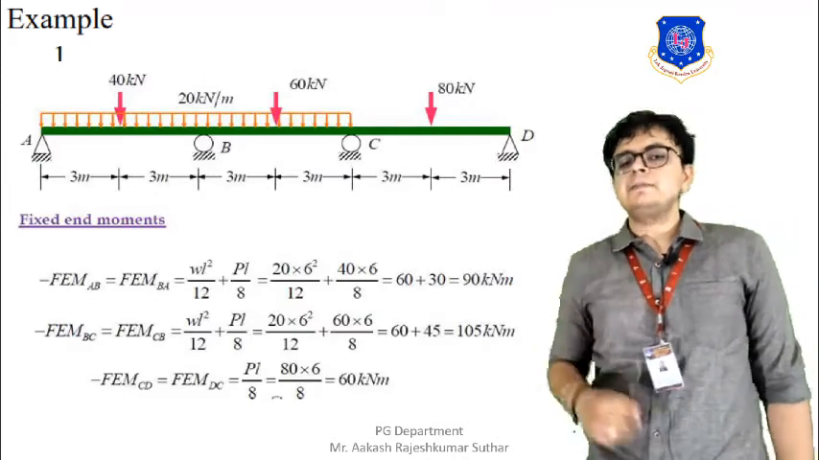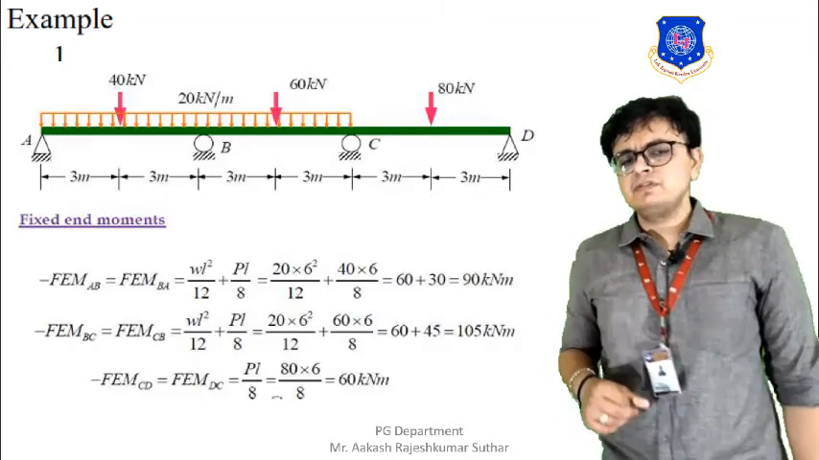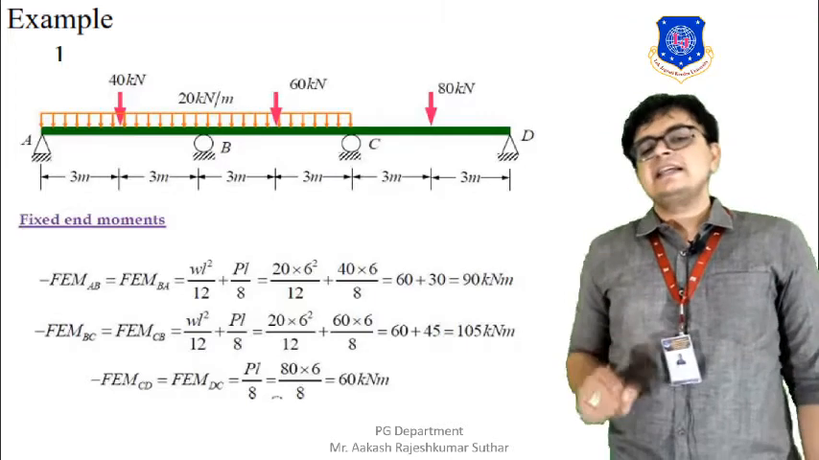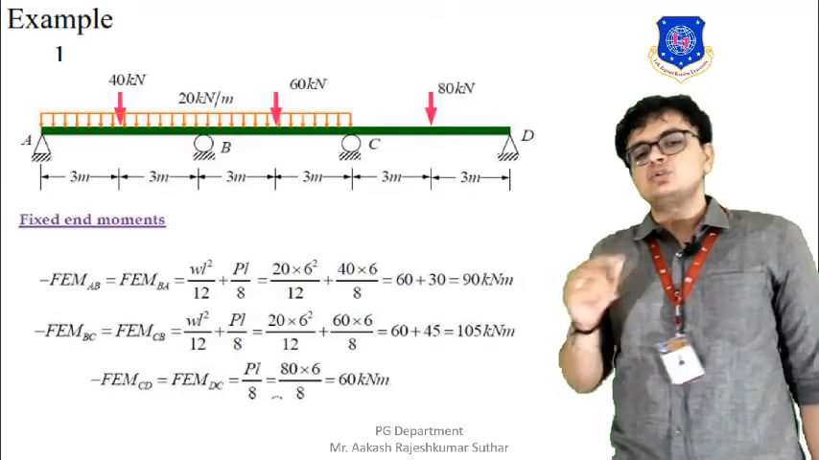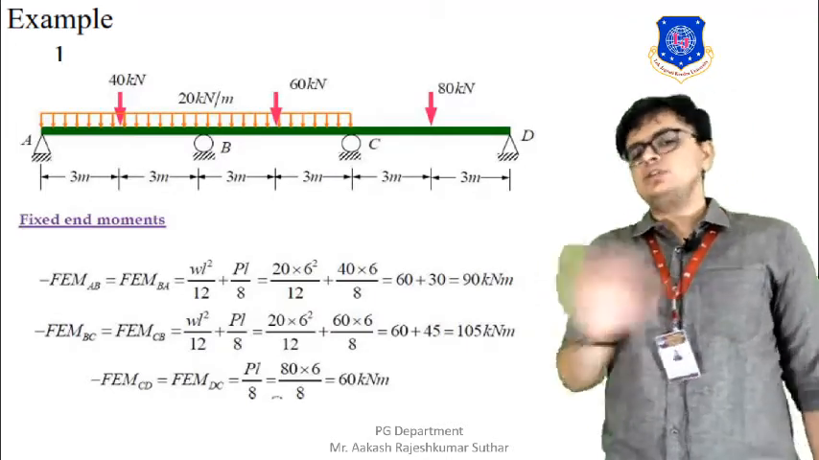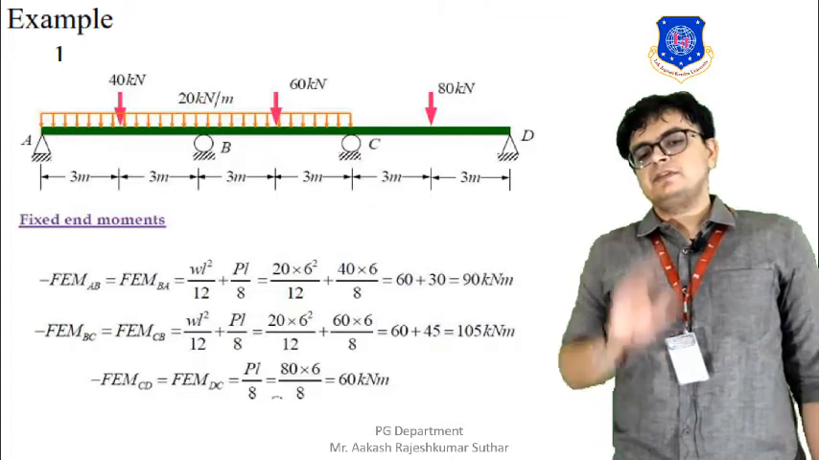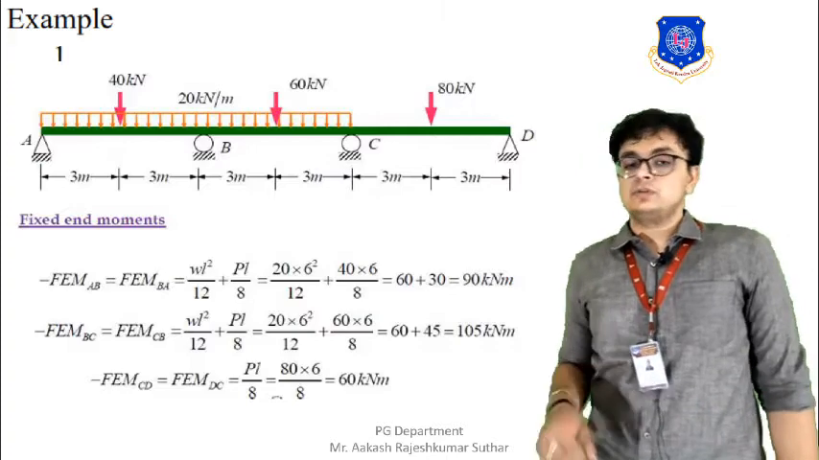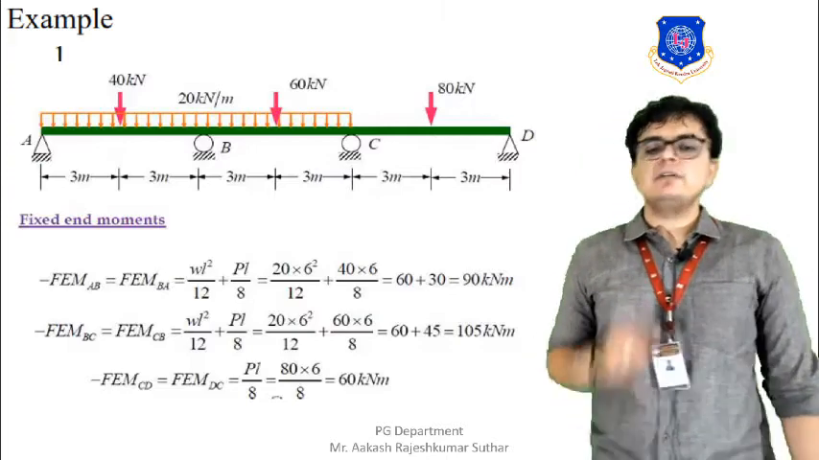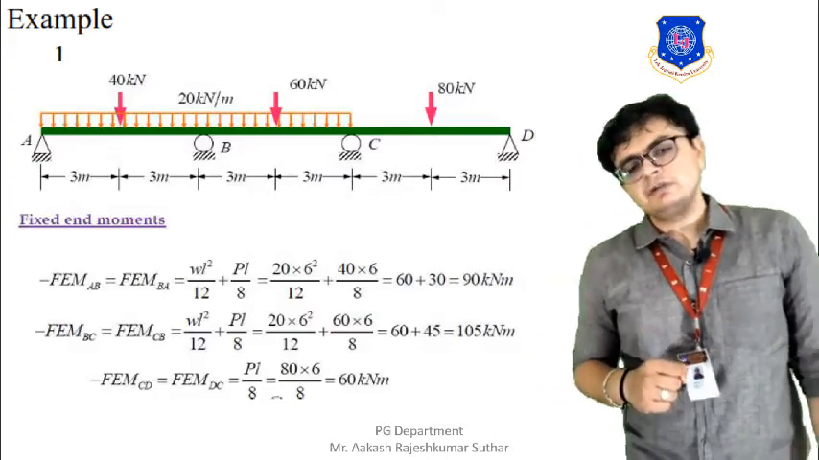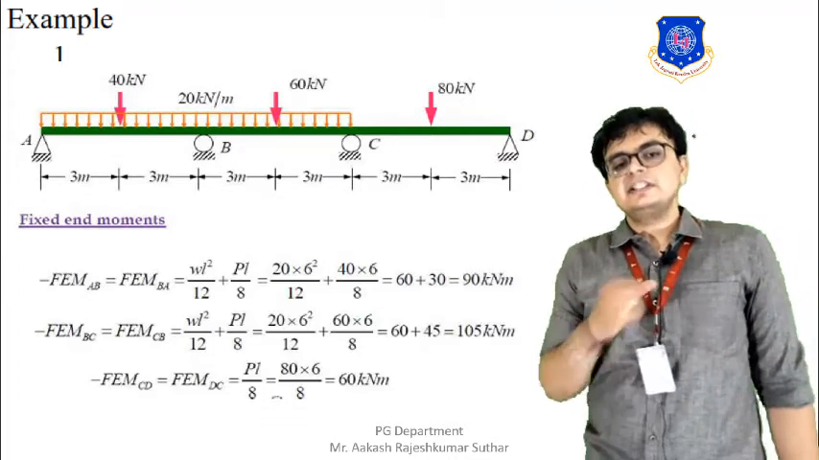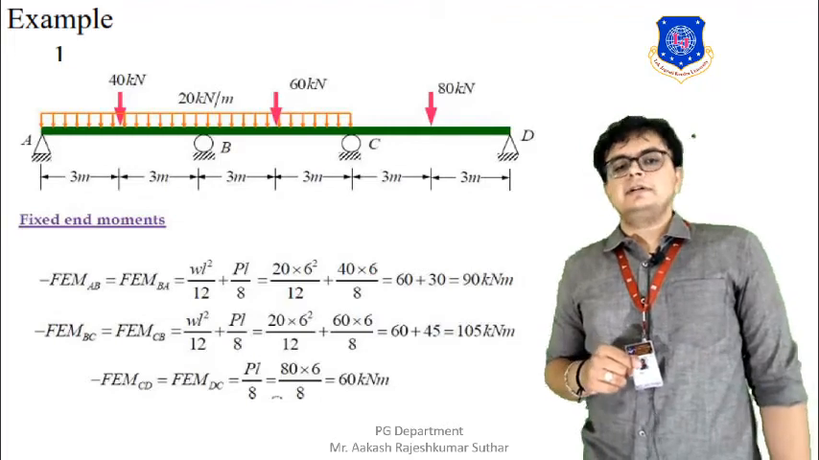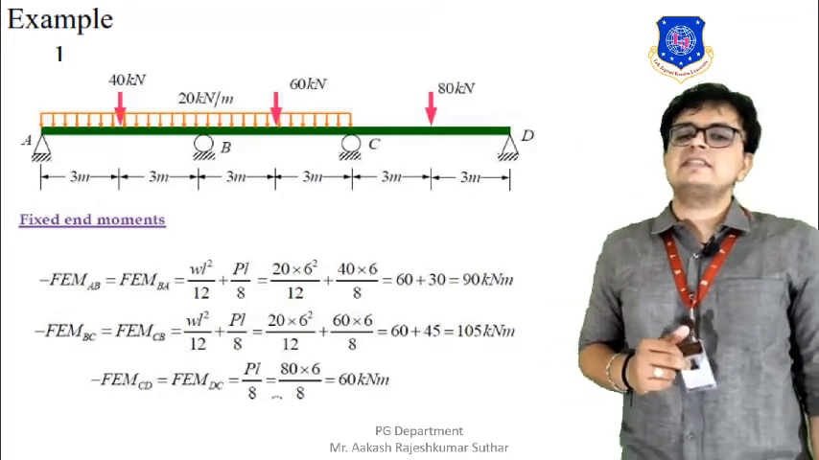So for that purpose we have to put in the values. So W over here is 60 kilonewton and our span is 6 meters. So 60 into 6 by 8. So after adding both these terms, we get the moment of 105 kilonewton meter. FEM BC will be equal to minus 105 kilonewton meter, and for CB it will be plus 105 kilonewton meter. Now moving towards the span CD.